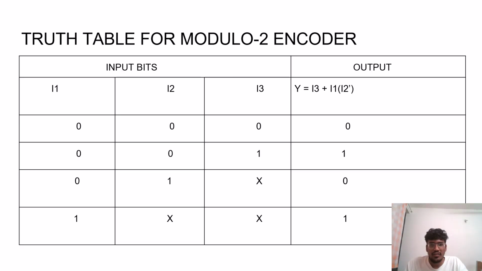The second principle that we are going to discuss is the modulo 2 encoder. The basic idea of modulo 2 operation is: the output is 1 if and only if there are an odd number of ones, and the result is 0 if there are an even number. The same principle applies here. This is the truth table for the modulo 2 operation. I will explain this truth table in the next slide using a schematic diagram.